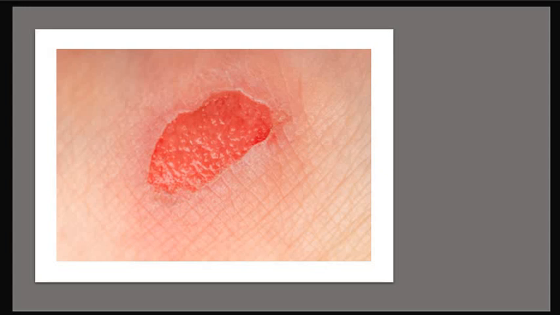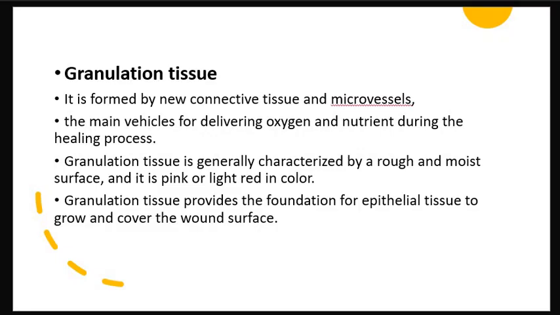So the healthy tissue is granulation tissue, which provides nutrients and oxygen to the wound surface. It is light pink or red in color, moist in appearance, and formed with new connective tissues and microvessels. So this is the definition of granulation tissue, and it will be more understandable whenever you encounter a patient in real life.